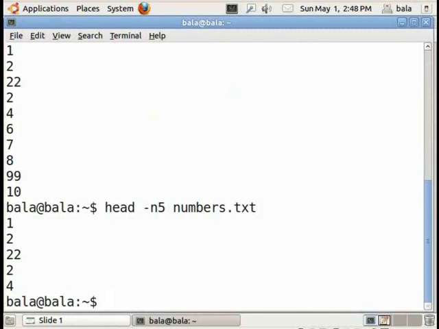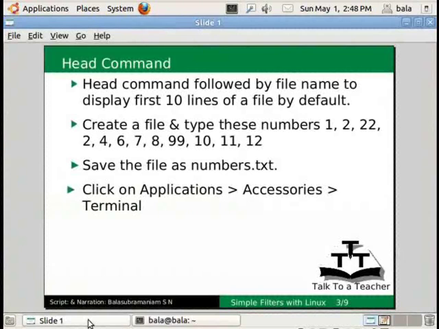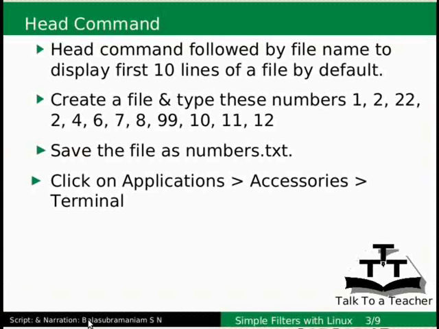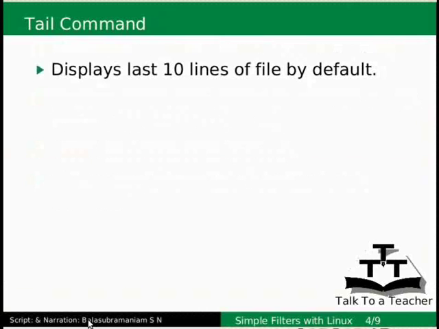Let us switch back to the presentation. F5. The tail command works exactly opposite to the head command. It displays the last 10 lines of a file by default.